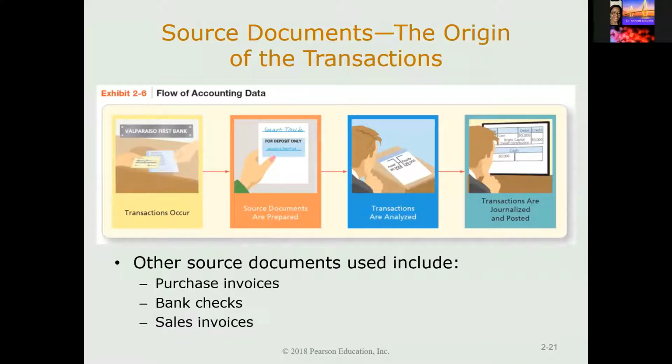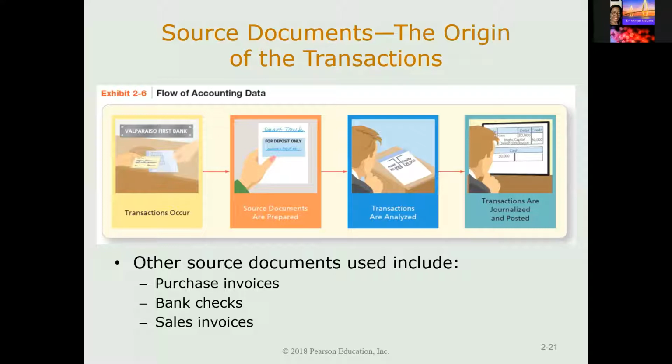After source documents are prepared and transactions are analyzed, the next major step in the recording process is to formally enter the transaction information into the general journal. So essentially, the general journal is a chronological record of each of the transactions recorded in the standardized format.